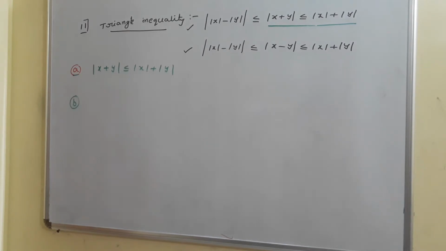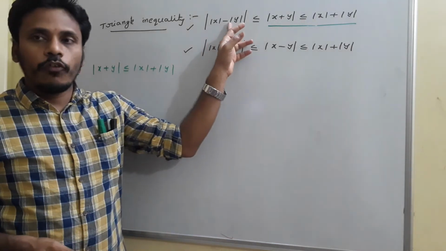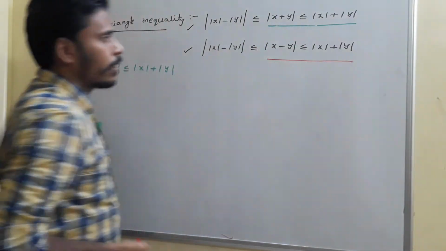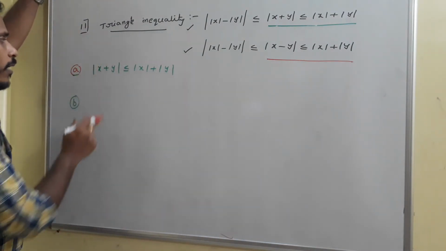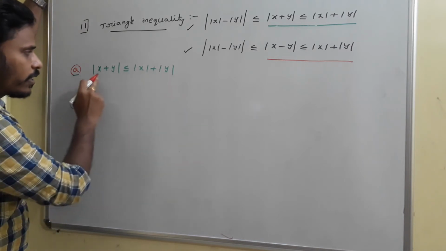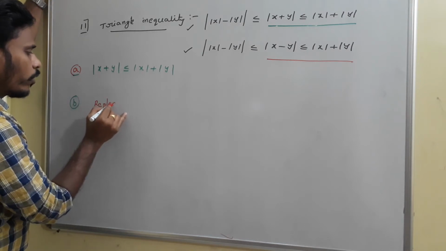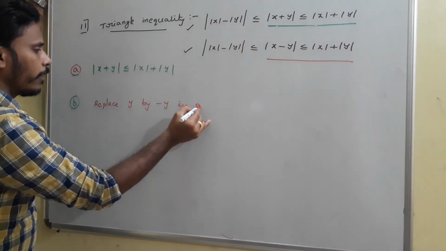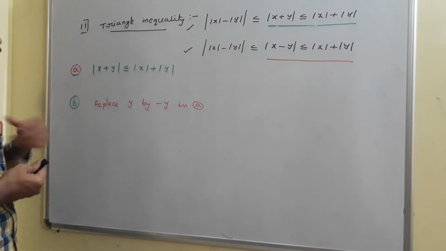Look there at the board. In proving the triangle inequality, the first part gets completed, and while proving the next part, instead of the first part, now I am paying my concentration on this part: mod x minus y is less than or equal to mod x plus mod y. To prove that, we already have this in a. In this statement, you just replace y with minus y in a. If you replace it, what will happen?